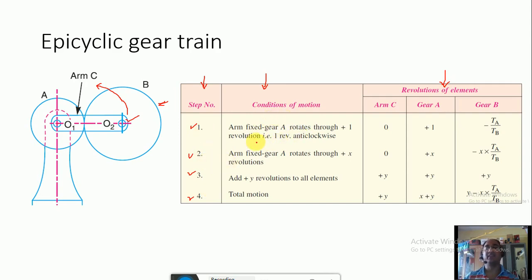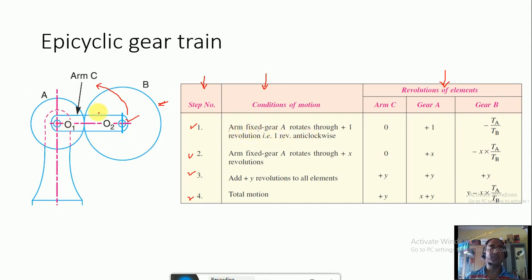First step is that, see, in an epicyclic gear train, we want one of the shafts to be rotating about the other shaft. So we should keep this particular gear in contact with the other gears using an arm. This is called the arm, this arm C. The arm is also rotating. So the first condition is that we assume this arm is fixed.